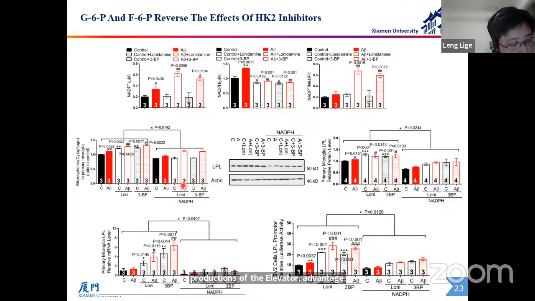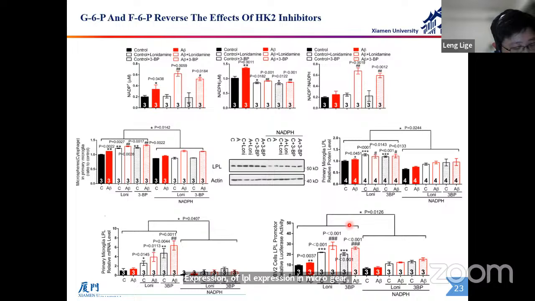NADPH supplementation blocks phagocytosis and ATP production, and reduces the transcription and expression of LPL in microglia.